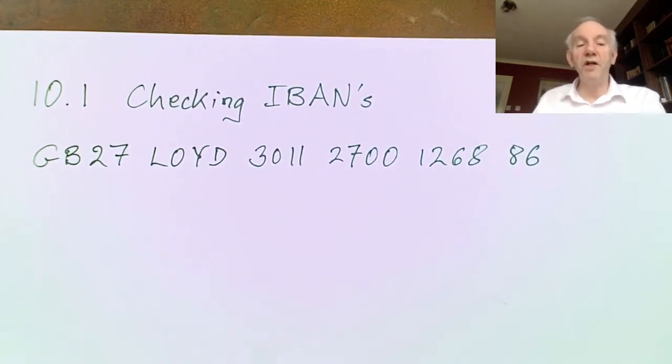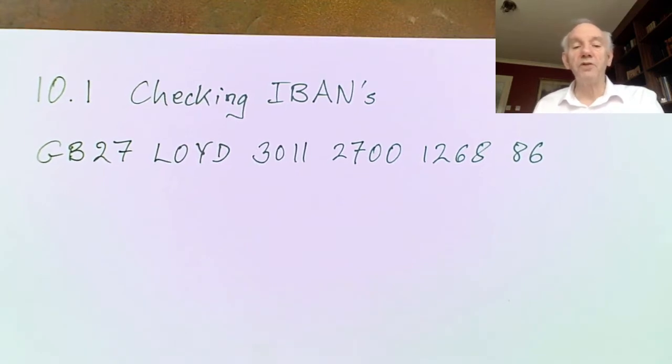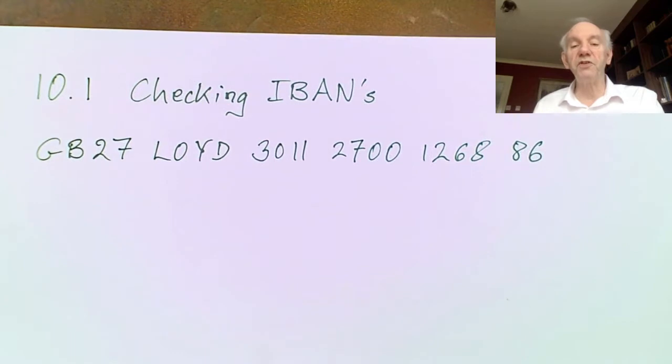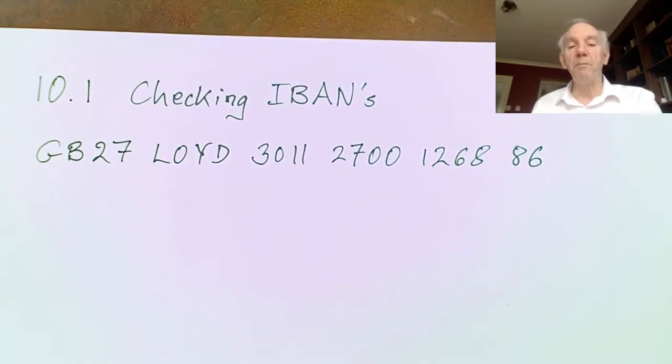So this is a thing which has this long number. It's not really a number because it has alphabetical characters as well. It has a total of 22 characters. That's for the UK. Other countries have different numbers of characters. France and Italy have 27 characters in their IBANs, as they're called. So let me just explain what the different parts of this number represent.